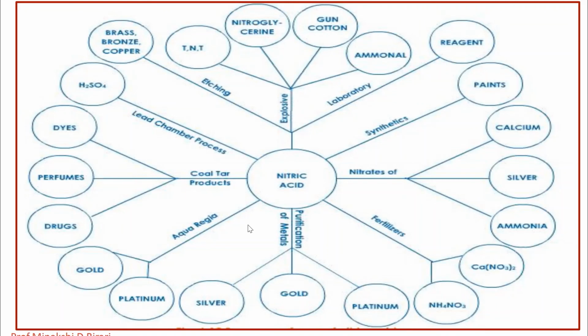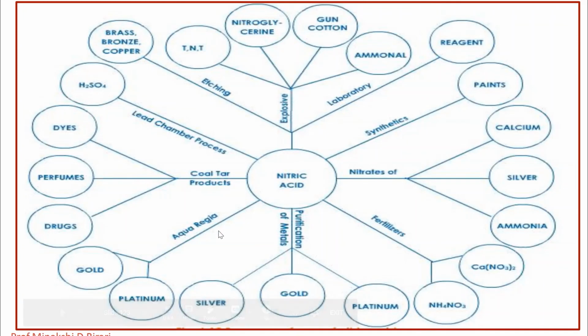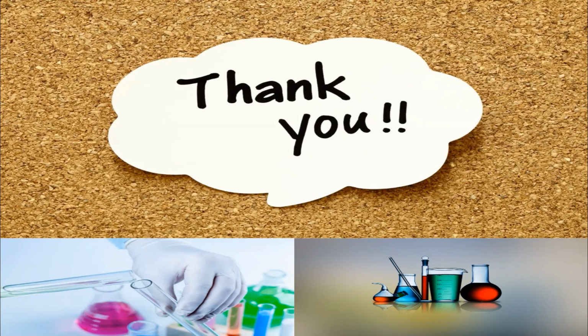It is also used to prepare aqua regia, which is used to dissolve gold, silver, platinum or the noble elements. So in today's lecture we have discussed the physico-chemical principles involved in the manufacture of nitric acid by Ostwald's process and also the important uses of nitric acid. I hope you understand the manufacture of nitric acid and also the physico-chemical principles involved in the manufacturing. Thank you.